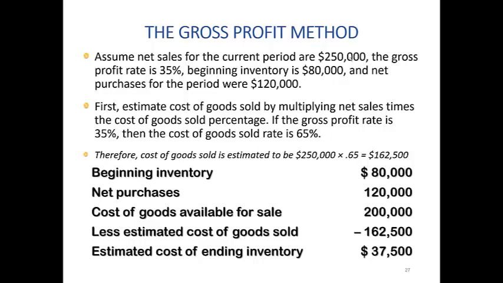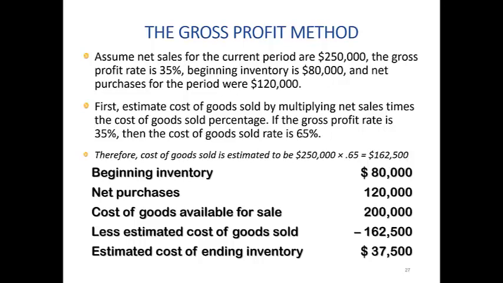So we have $250,000, 35% of that is profit. That means the other 65% of it is the cost of our goods. So 100 minus 35% is 65%. So 250,000 times 65% is 162,500. Now remember, don't use the 35% because that's our profit.